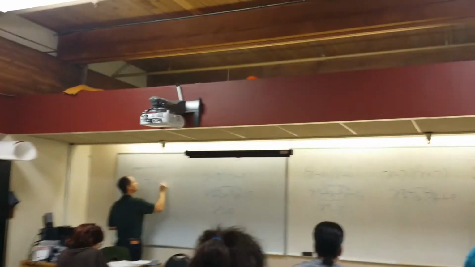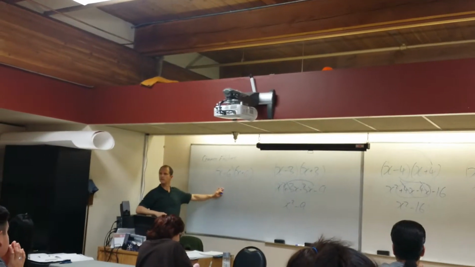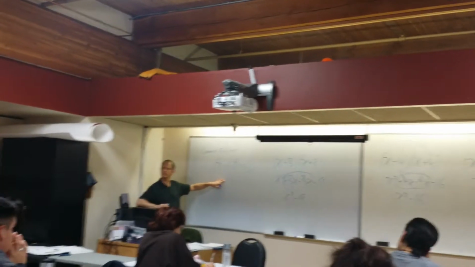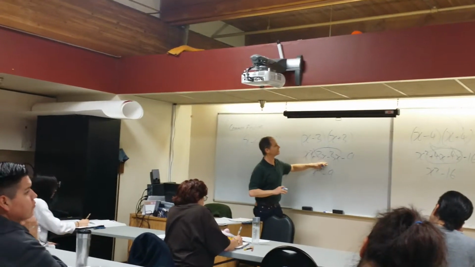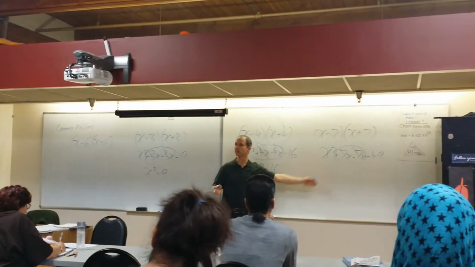x minus 6, x plus 6. Let's take a look at this. What do you think this is going to be? Don't you see that the outer and inner are going to cancel out? Yep. The outer and the inner cancel out, and the outer and the inner cancel out.